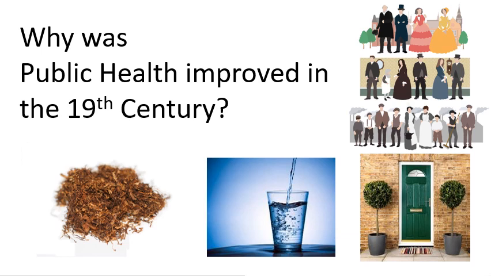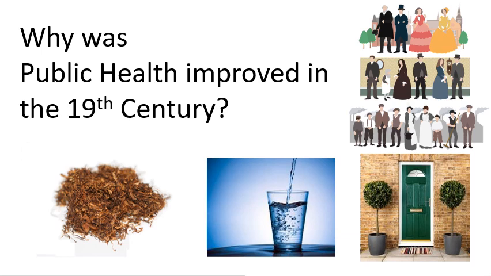So let's look at public health and the improvements that were made to it during the 19th century. If you look at these pictures, I'll ask you quickly which one you think is the odd one out. You've got some tobacco there, you've got some drinking water, you've got a front door where somebody would live, and you've got the structure of society.